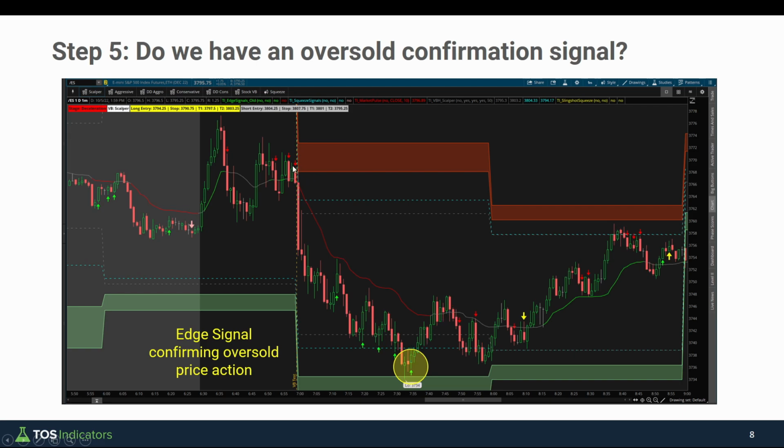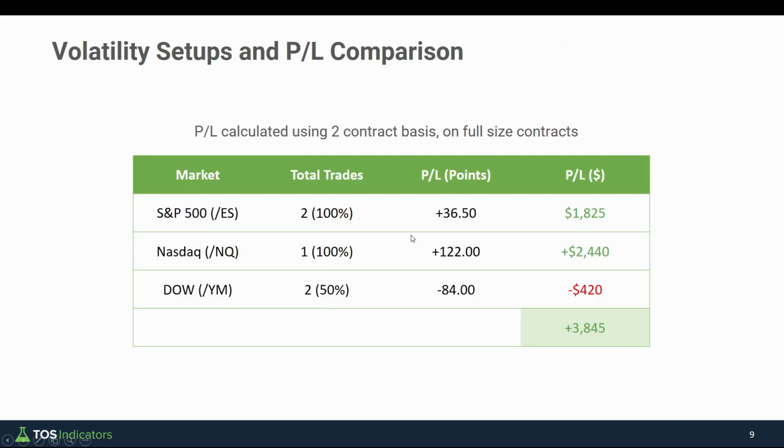Now, applying these simple 5 steps across the board, this is what happened in the major markets today. Inside of the S&P 500, we had 2 trade setups. Both were winners, and you were able to pull out 36.5 points from the market. Really nice, hefty P&L number there. This is again using the full-size contracts.